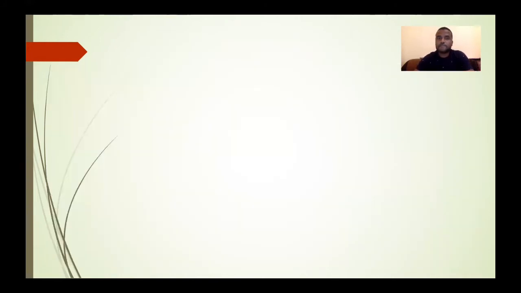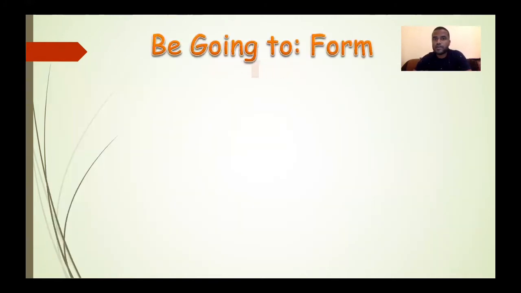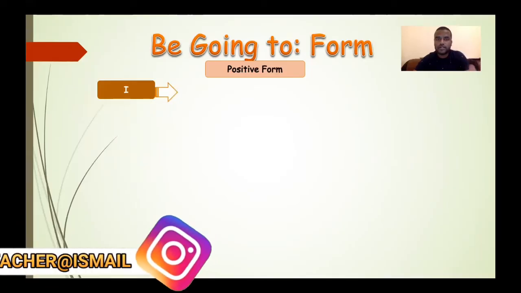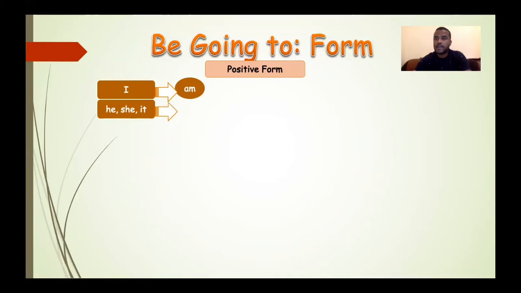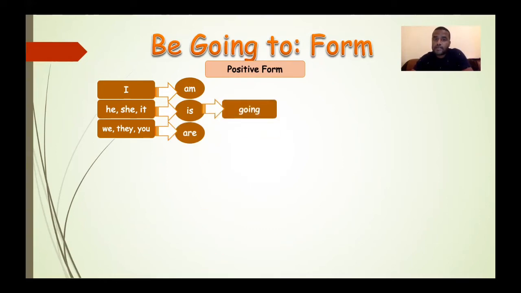Okay, so then here we also have the forms. We are going to cover the forms of going to. To form be going to in the future, we need the subject first, plus am, is or are, which means the verb to be in present. Subject plus the verb to be in present plus going to, plus the verb in infinitive.